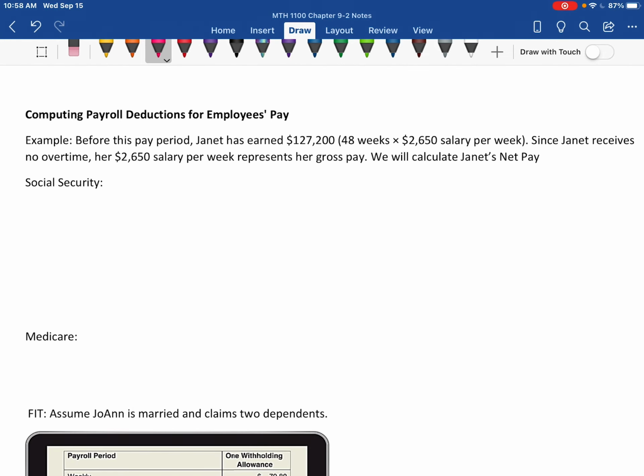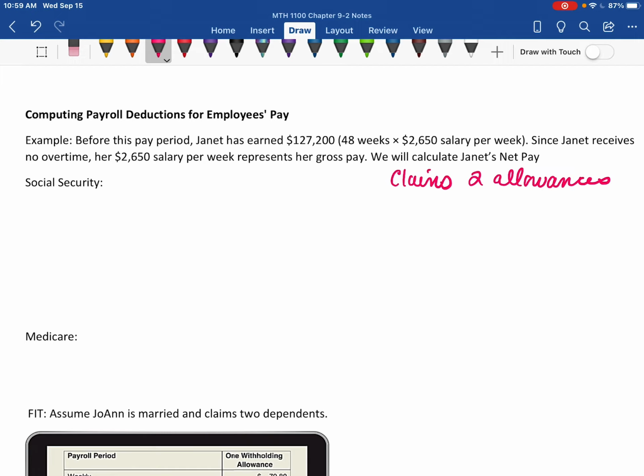Now, in this problem, it talks about a woman named Janet who has earned so far this year $127,200, which is 48 weeks of work, and her weekly pay is $2,650. Also, something that I didn't mention in this example that we're going to need to know is that she claims 2 allowances. Actually, let me put it down here. Okay, we're going to need that later for the federal income tax.